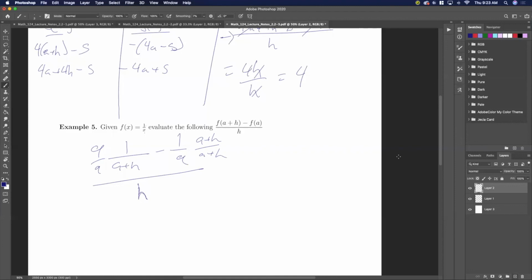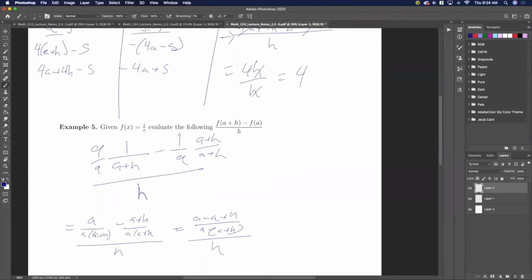After I do that, we can go to the next line, which would be a of a plus h minus a plus h over a plus h all over h. And then we can simplify. So it'll be a minus a plus h over a plus h over h. Here I'm just multiplying. So a gives me an a, this gives me an a plus h.